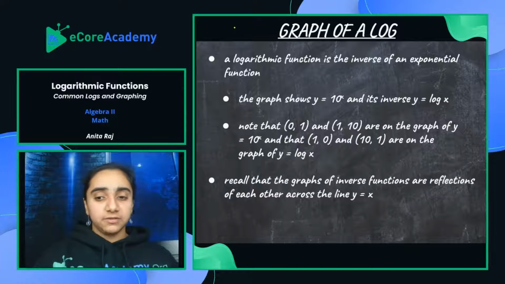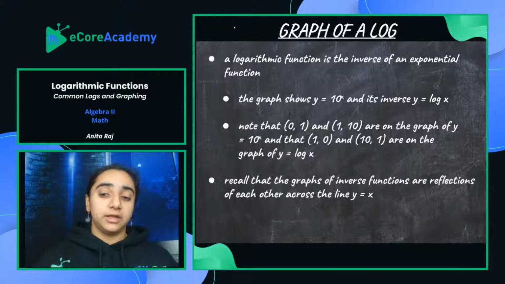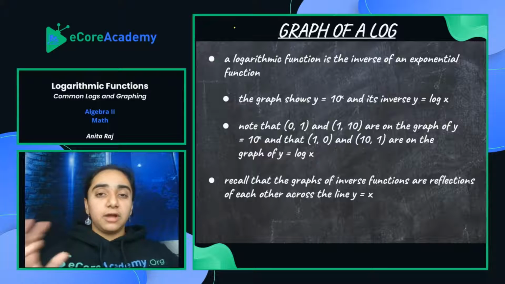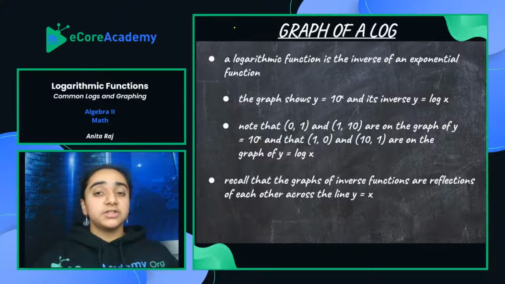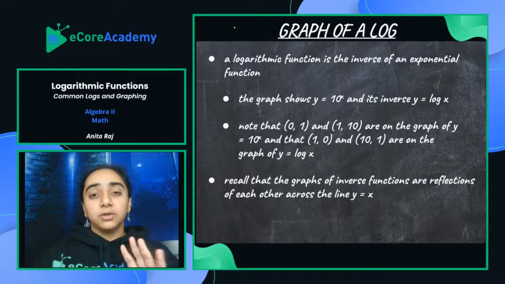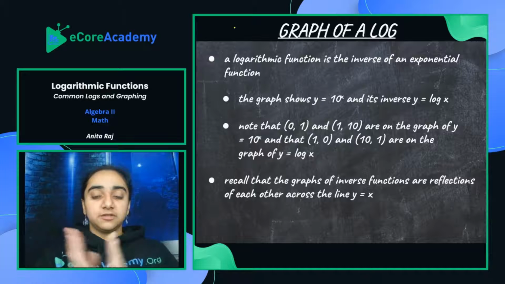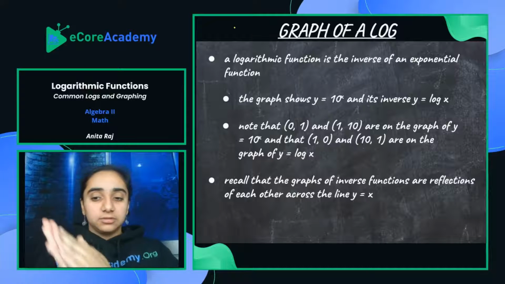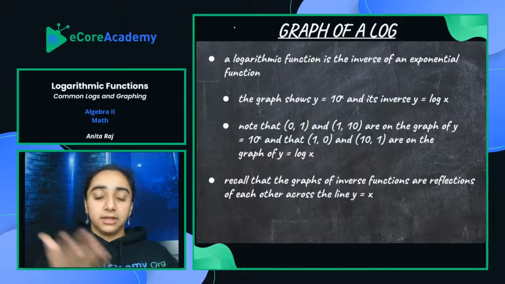Recall that the graphs of inverse functions are reflections of each other across the line y equals x. So remember, when we graphed those inverse functions on the same set of axes, they were pretty much reflections of each other across that line y equals x. The line y equals x is a linear equation.